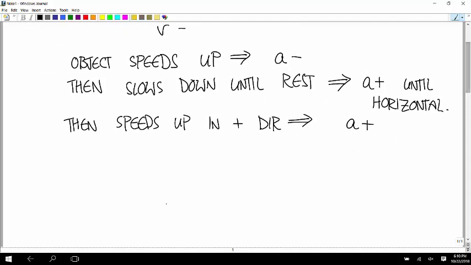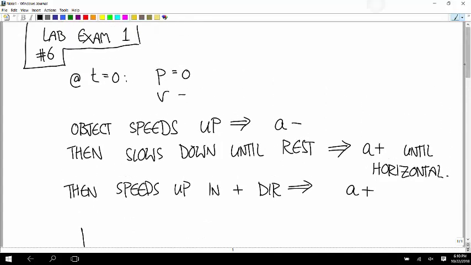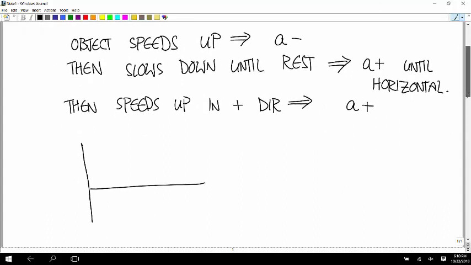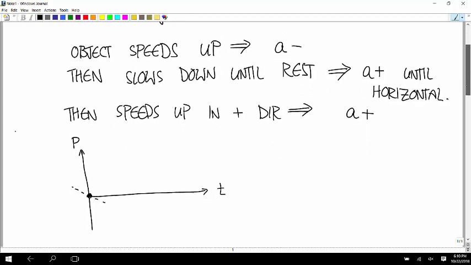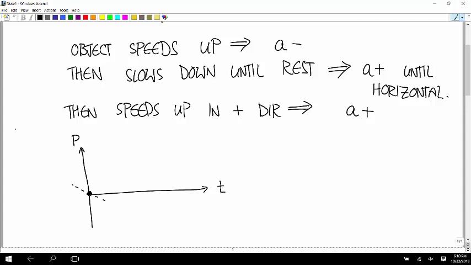Okay, so let's draw this. It says that at time equals 0, the position is 0, and the velocity is negative. So it's going to be at 0 position, and it's going to have a negative slope at that instant. And from there, we figured out that the acceleration has to be negative. What do we know about the shape if it has a negative acceleration? Concave down, yep. So it's going to start like this and then be concave down.